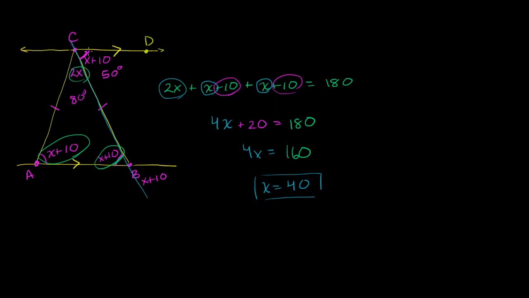It doesn't look that way the way I've drawn it, and that's why you should never assume anything based on how a diagram is drawn. So this right over here is going to be an 80-degree angle, and these two base angles right over here are also going to be 50 degrees. So you have 50 degrees, 50 degrees, and 80. They add up to 180 degrees.